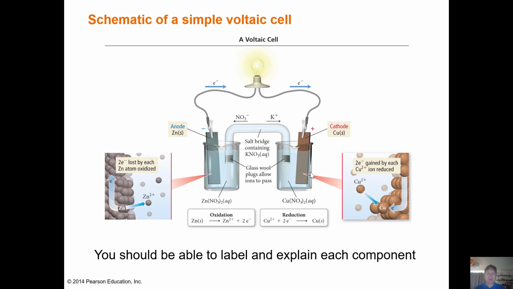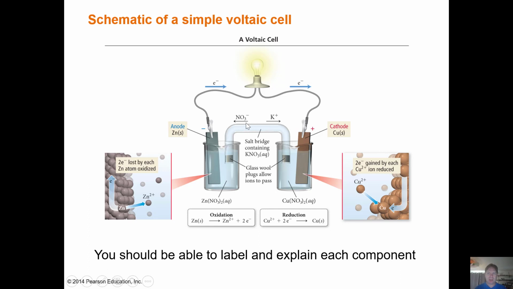As it's occurring, we have this negative charge going in one direction, and we also need to make sure there's a charge balance that's maintained within each of the cells. In order to do that, we have what's called a salt bridge. Negative charges move in the direction where we lost electrons.